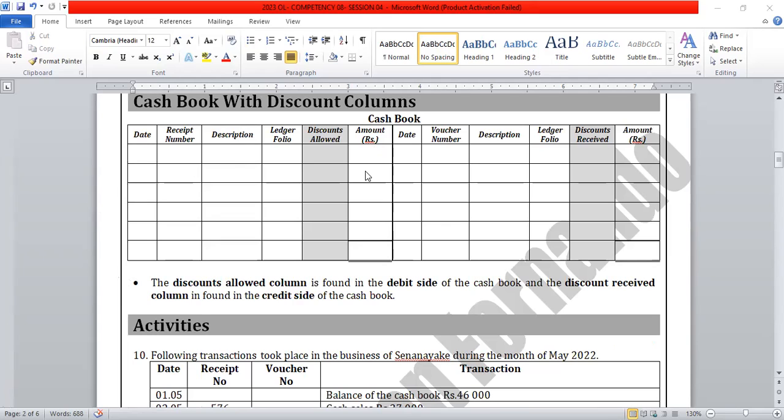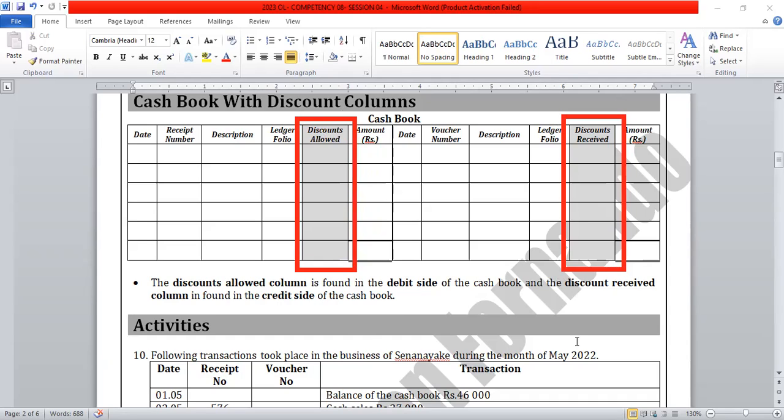The same format except two newly added columns here. That is discounts allowed. Look, I have newly added this column. Right? Discounts allowed. And on this side I have added discounts received. If you remember, I explained it nicely. Listen to me very carefully, the discounts are allowed to debtors at the point of the cash collections. I think that everybody knows, right?